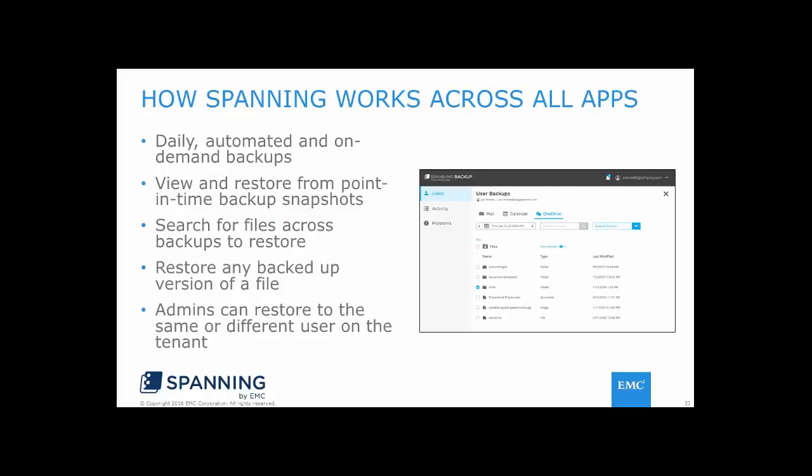So what we do across all of the Microsoft applications, and actually pretty much across all of the different SaaS providers we support, is we do daily automated and on-demand app backups. You can view and look for different snapshots, their point in time, and you restore from those. You can search for these files across your backups to figure out which ones you need to restore. You can restore any backed up version of a file. And admins can even restore to a different user if that's a good thing to do. I'm going to show you how all that works here in just a second.